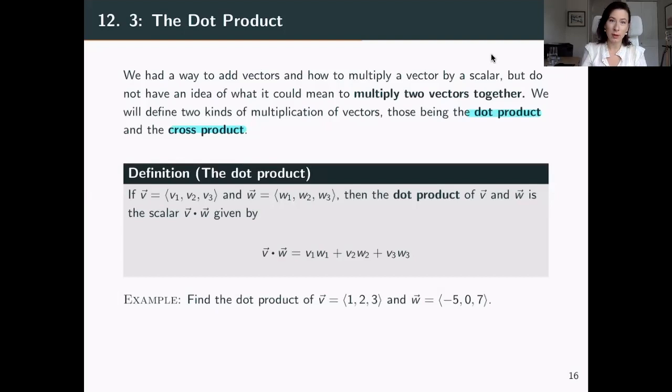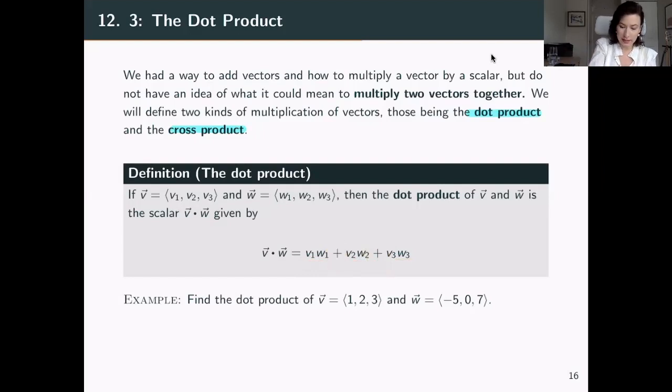The first form of multiplication that we'll look at is what is called the dot product. And to just start things off, we'll go ahead and define the dot product of two vectors, v and w, in the following way. Note that these vectors are in three-dimensional space. We could also define the dot product in two-dimensional space. The dot product is computed by multiplying the individual components together and then adding them. Let's look at an example to see how this works.